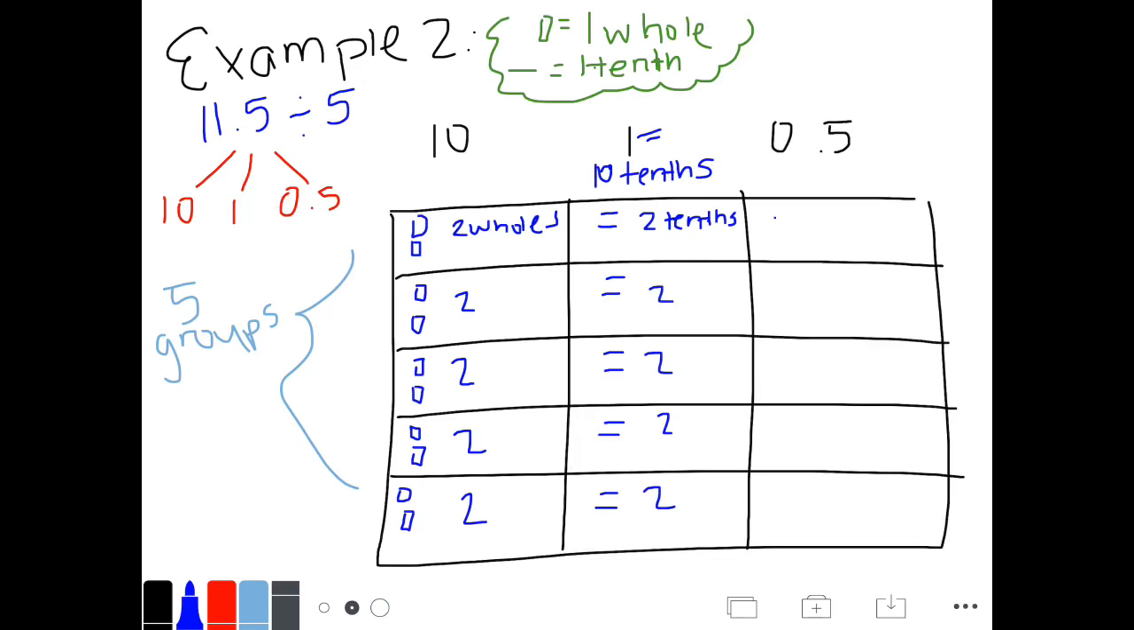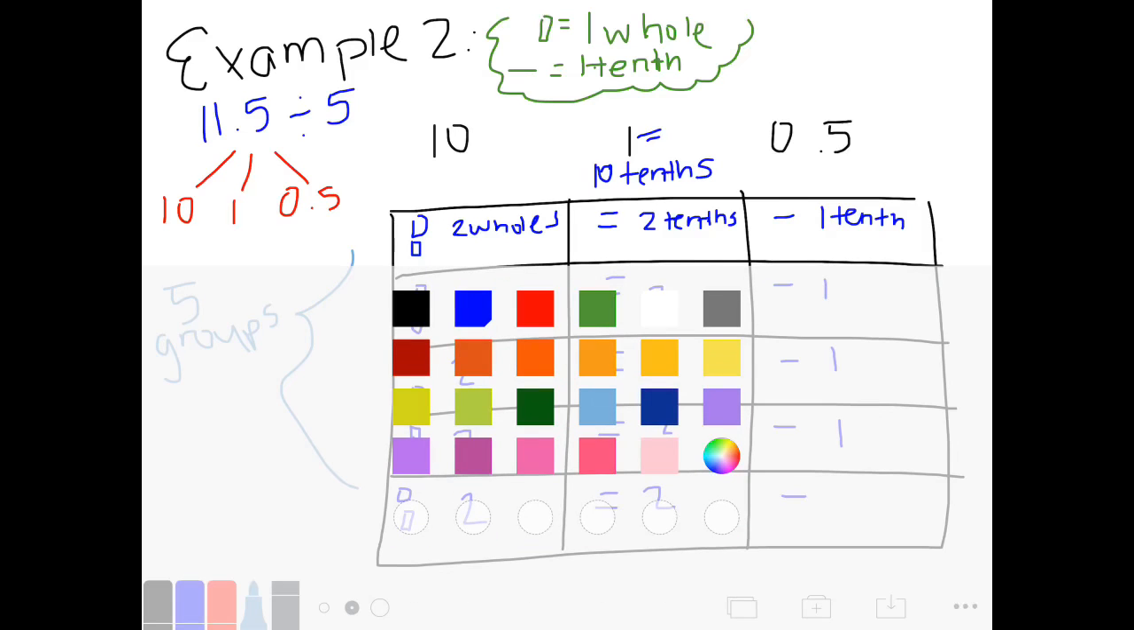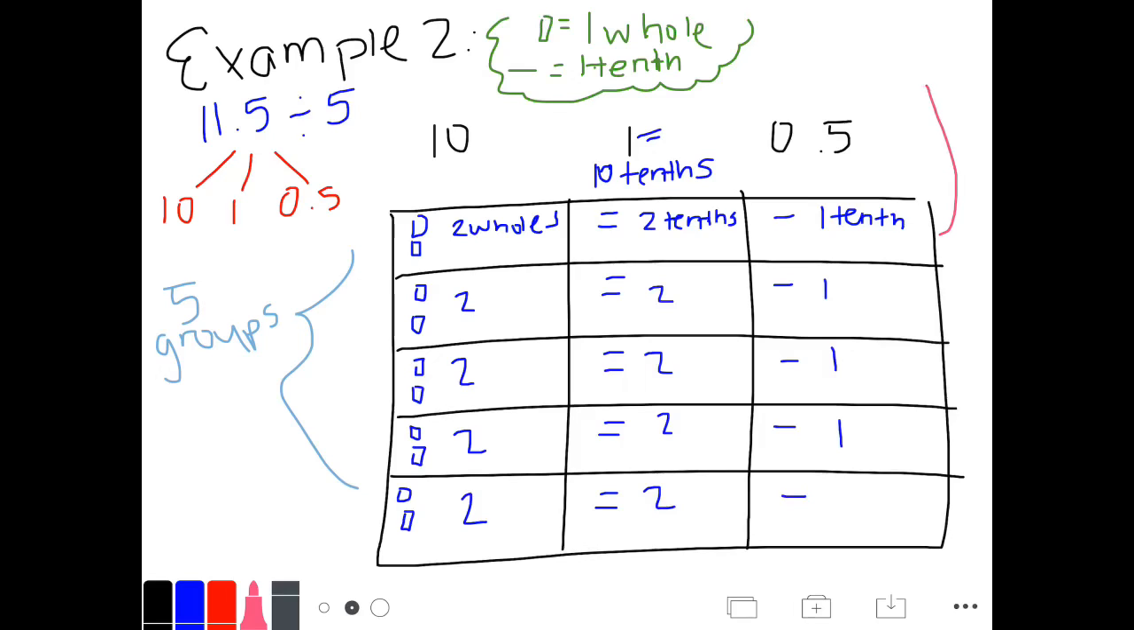The final part is that I have my 5 tenths, and I know that I can fit 1 tenth in each group, because 1 times 5 equals 5. And you're going to see that I did forget to put a 1 in the last one. It kind of just got erased or something. It might have malfunctioned. Sorry about that, boys and girls.